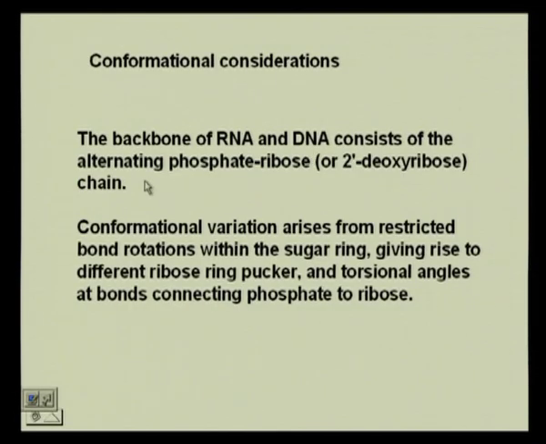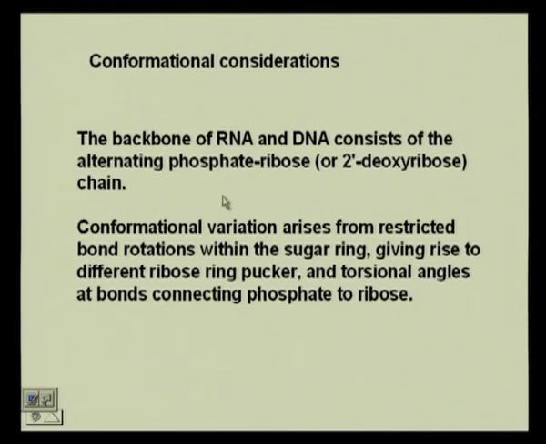The side chains, the different R groups, were sticking out from the amino acid C alpha groups of the backbone, and we had different orientations possible. We can have the same here. So, this backbone of RNA and DNA consists of the alternating phosphate and ribose or 2 prime deoxyribose chain. We understand that now. So, we have alternating phosphate and ribose. We will see how that is formed once we understand the torsional angles.